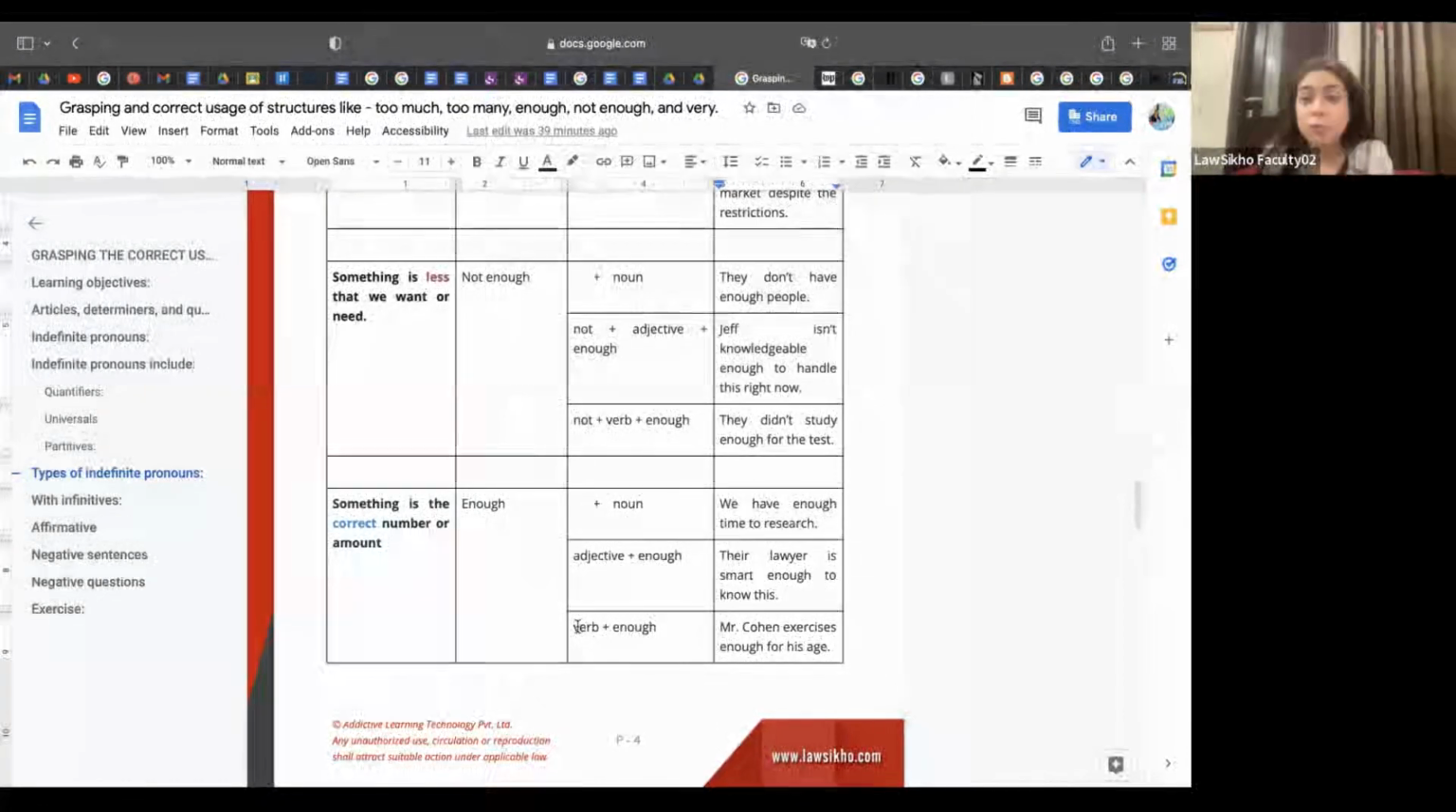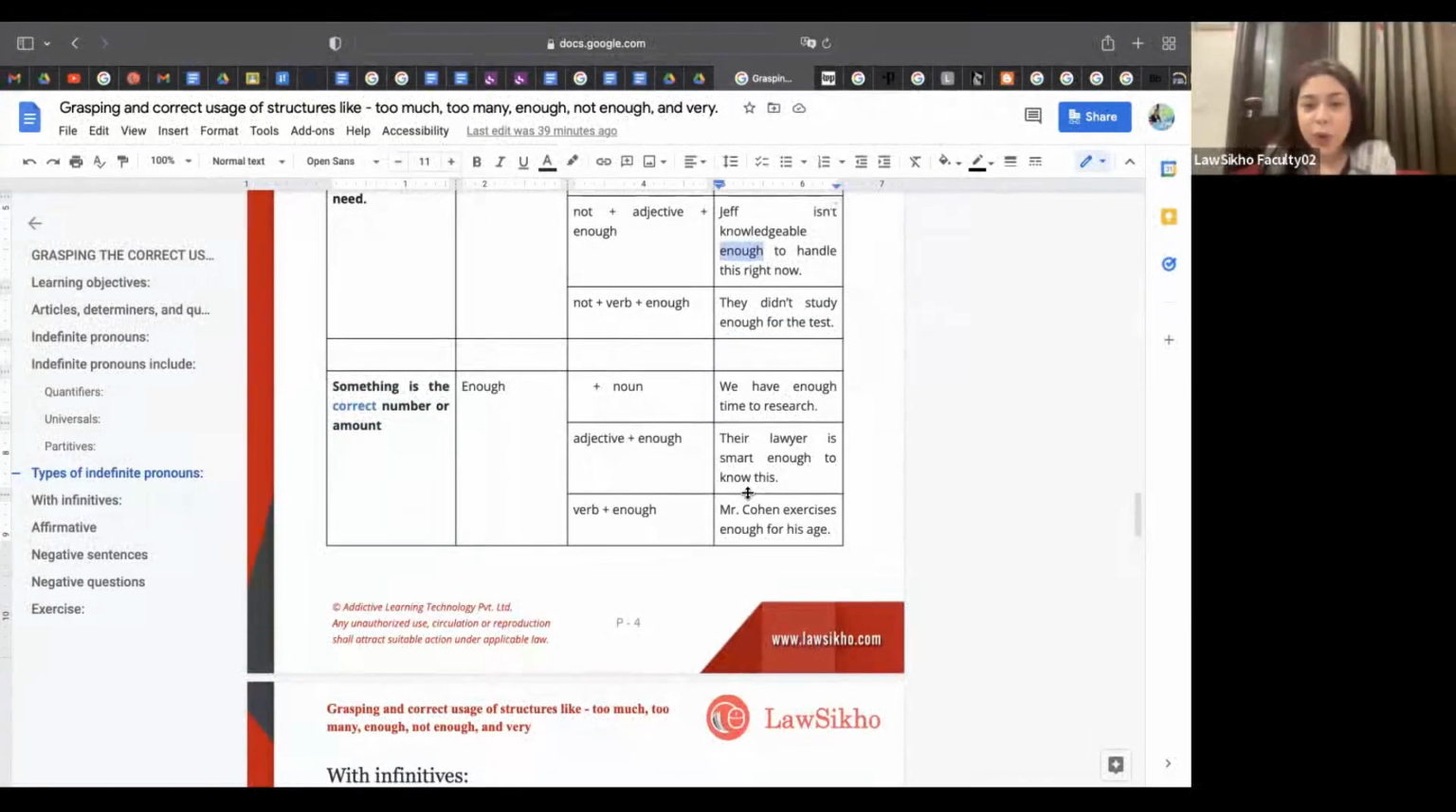Moving forward, when something is not in the same proportion that is needed, which means it is definitely less or below the quantity that is desired: "not enough" followed by a noun, they don't have enough people. "Not" followed by an adjective, followed by "enough." Jeff isn't knowledgeable enough to handle this case right now, for example. Over here, there is a negation, "isn't." The full form of "isn't" is "is not." So there has to be a negation, and then you use the adjective, which over here is "knowledgeable." Post that, you add "enough," and thereafter, however the context of the sentence leads you forward.